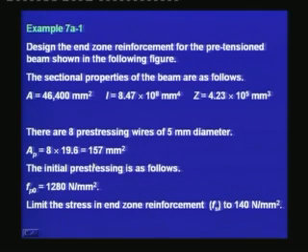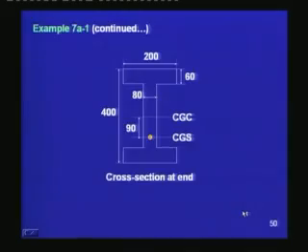The initial pre-stressing is as follows. FP0 is equal to 1280 Newton per millimeter square, and limit the stress in end zone reinforcement, that means Fs, to 140 Newton per millimeter square. As I said, the end zone reinforcement is being designed for the stress at transfer, because at transfer the chances of having cracks in the section is higher, and hence we are calculating the end zone reinforcement based on the pre-stress at transfer.